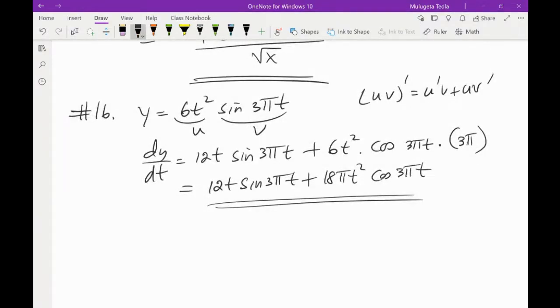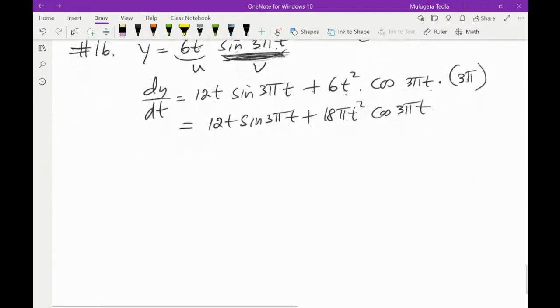I'm going to repeat: the derivative of the first times the second plus the first times the derivative of the second. In finding the derivative of the second function, which is v, it is actually the derivative of sine, which is cos of the angle, times the derivative of the angle. The derivative of kx is k, the number multiplying the t. So the number multiplying the t here is 3 pi. And then on writing the answer, I got 12t sine of 3 pi t copied, but 3 pi times 6t squared is 18 pi t squared.